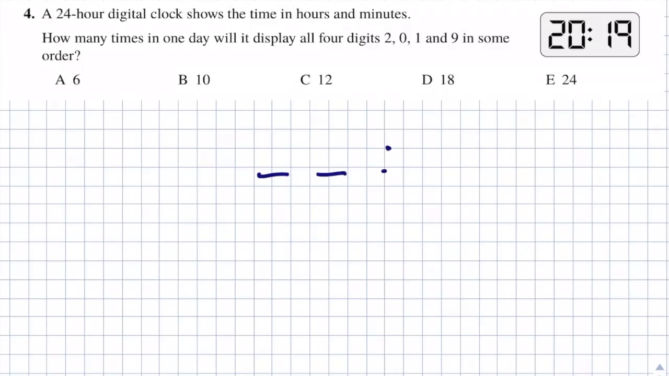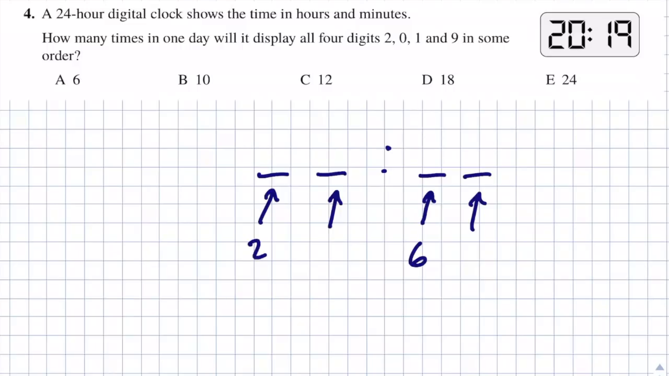What we need to understand with this question is that the 2, 0 and 1 can go in any of the 4 spaces, but the 9 has a certain number of limitations. The 9 can only go in the 2nd or 4th space. The digital clock is a 24-hour clock, so the highest number in the first space will be 2, and the minutes go up to 60, so the highest number in the third space must be 5. So we can't have a 9 in the first or third space.